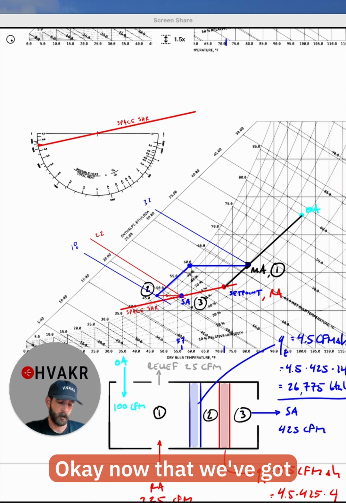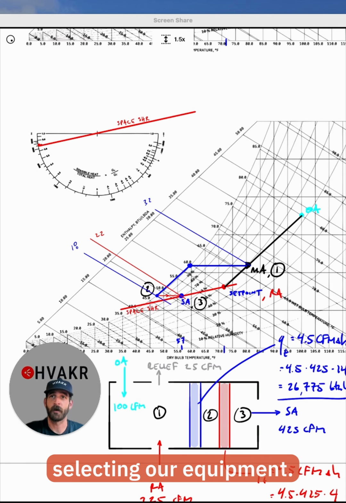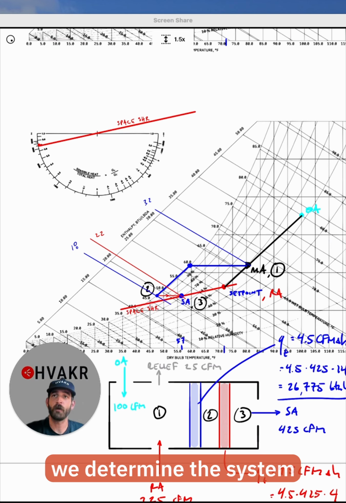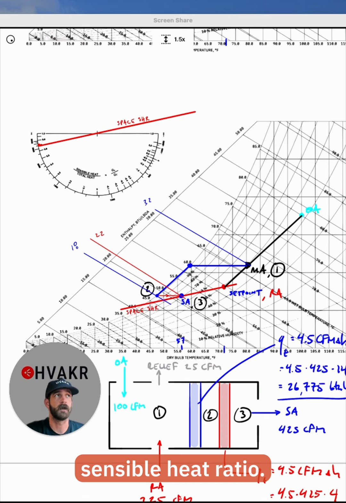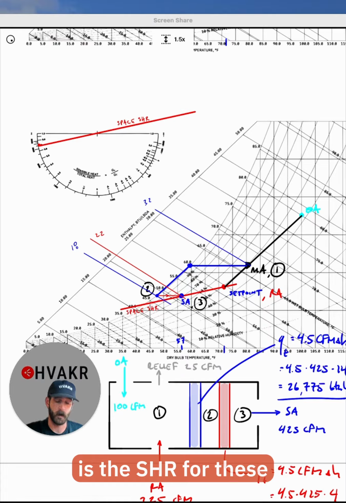Everything is looking good. Okay, now that we've got our coil loads, those are the big numbers that we need for selecting our equipment. The last piece is, how do we determine the system sensible heat ratio? It's different from the space. Part 1, we started with space SHR. Now, what is the SHR for these coils? And we look at them one coil at a time.